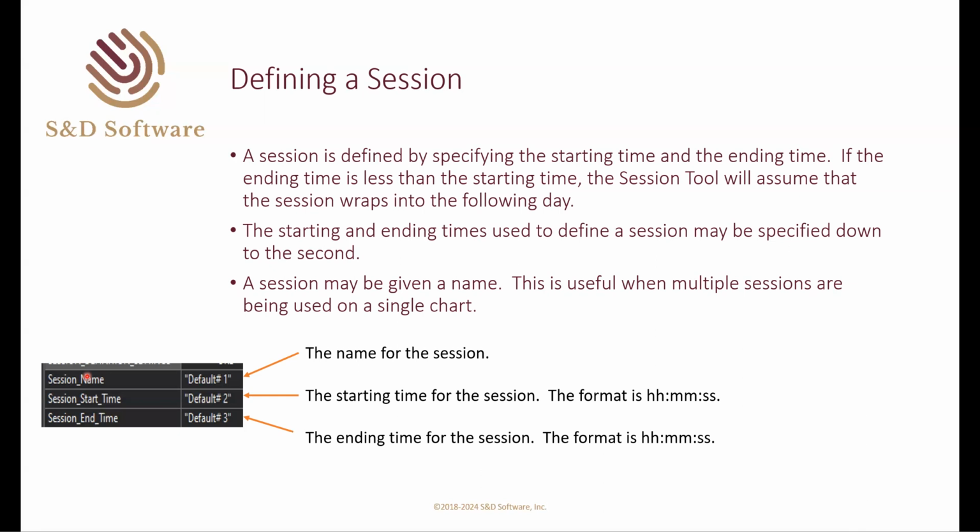Now, if the end time is 8:30 the following morning, you'd be entering that as 083000. Since the 8th hour of the day is less than the 17th hour, that's how the tool tells that your session wraps a calendar day and wraps to the following morning.